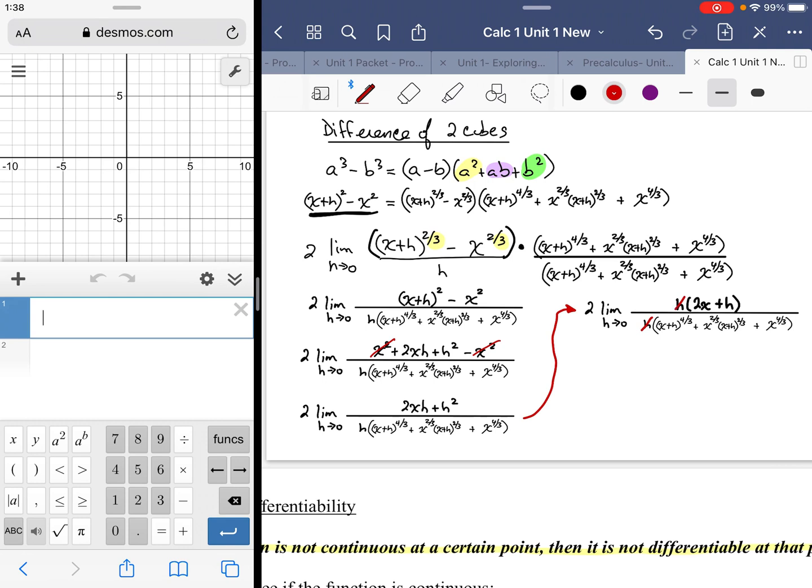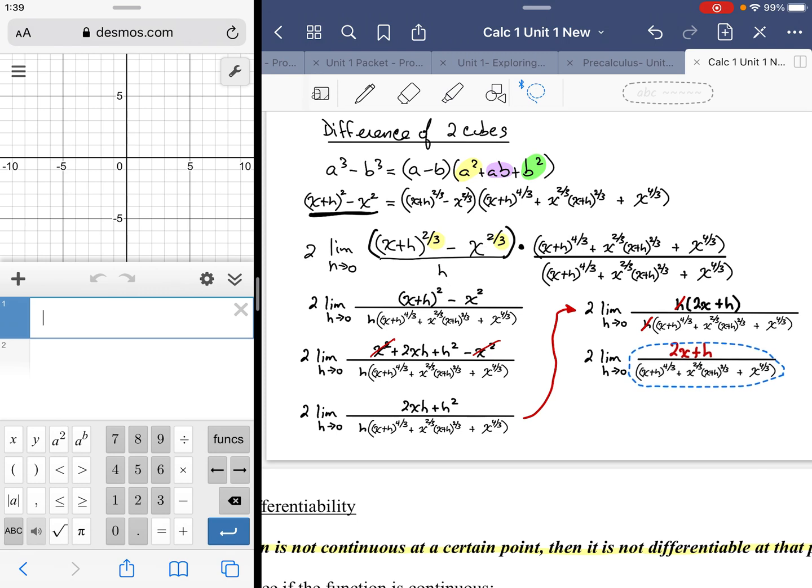The h's would cancel. So the only thing that remains on the top would be the 2x plus h, and now the h on the bottom, which was the troublemaker, is gone. That was the thing that was causing all the problems to begin with. That was why we could not substitute directly, because it would have been indeterminate. You plug in a 0 for h, everything would have canceled out top and bottom. 0 over 0, indeterminate, which means that there's an answer. You just got to do the algebra to get there, which is what we're doing.